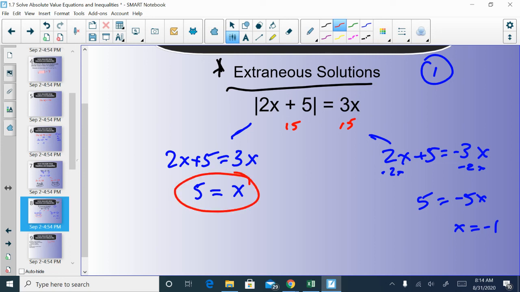I'm going to check -1 next. If you plug in -1, 2 times -1 is -2. And -2 plus 5 would be +3. Then you have to take the absolute value of +3, and that just makes it positive. It was already positive, so it's just 3. Now you have to plug in -1 to the other side, and you do not get 3, you get -3. So -1 does not work as a solution. Okay? Even though we did all of the right work, we got an incorrect solution.